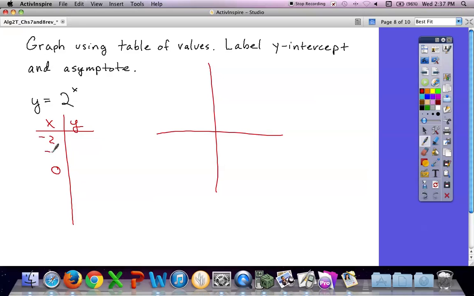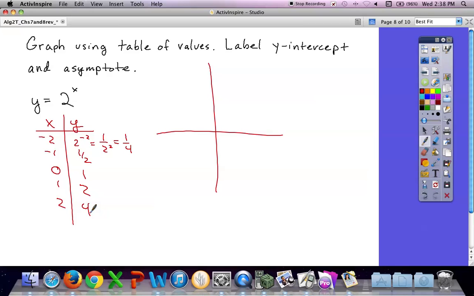And personally, I'm just going to grab -2 to 2. So we will plug in one at a time. 2 to the -2 is 1 over 2 squared, which is 1/4, right? 2 to the -1 is 1 over 2, which is 1/2. 2 to the 0 is 1. 2 to the 1 is 2. 2 to the 2 is 4.